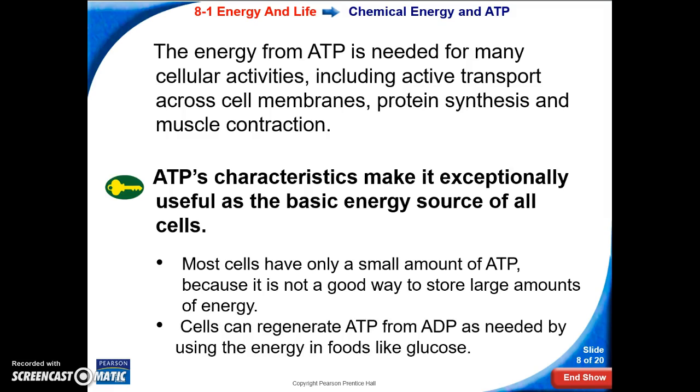So what cells have to do is they use an ATP and it becomes ADP, and ADP is a little bit easier to keep floating around in your cells. And then when the cell needs energy, it has to convert this ADP back into ATP. And the way it does that, we're going to study in the next chapter, is through cellular respiration. And that's the process of breaking down glucose molecules in order to make ATP from ADP.